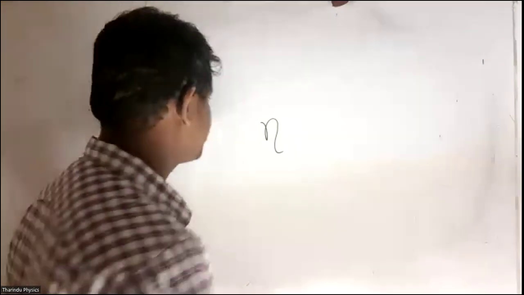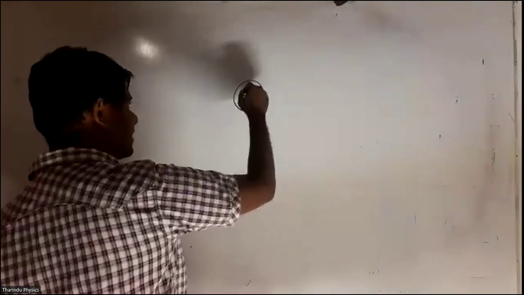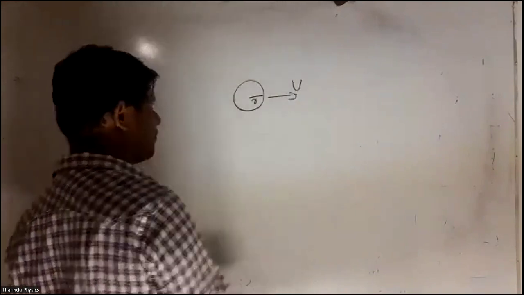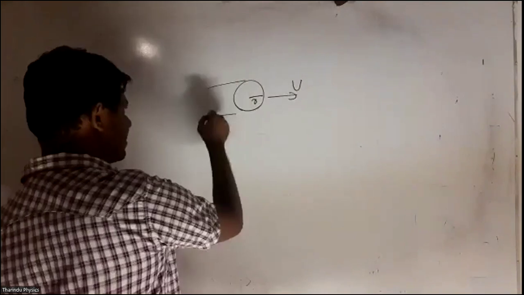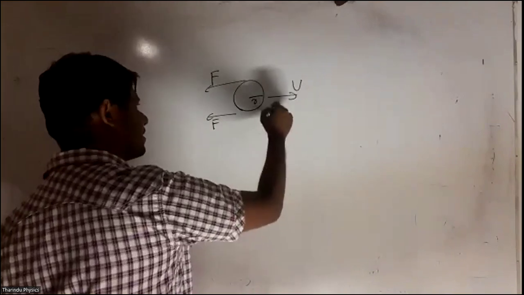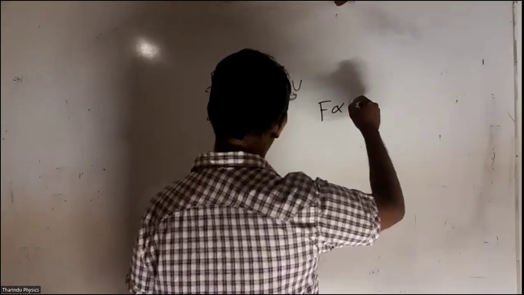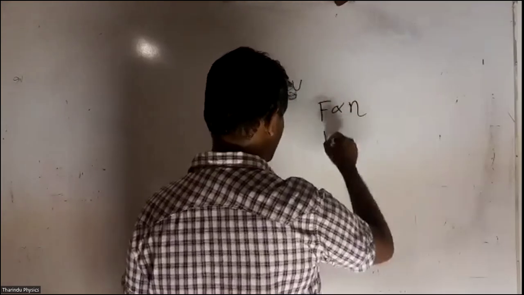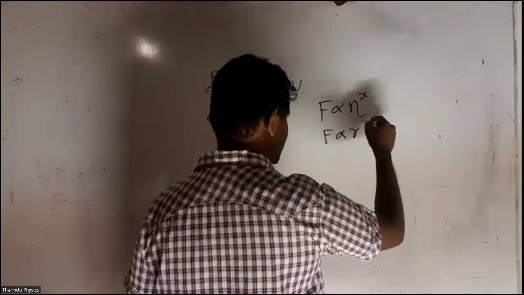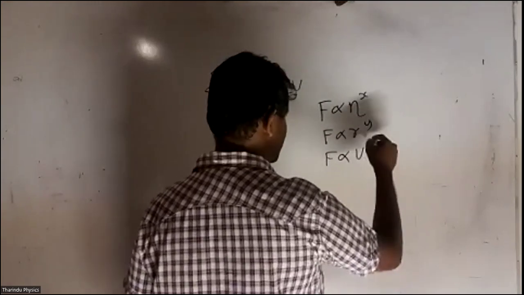It is like this. An object with the radius of r moving in the viscous fluid with the velocity of v imparts a certain viscous drag F, and it has a viscosity of eta. So F is proportional to eta, F is proportional to radius r, F is proportional to velocity v.